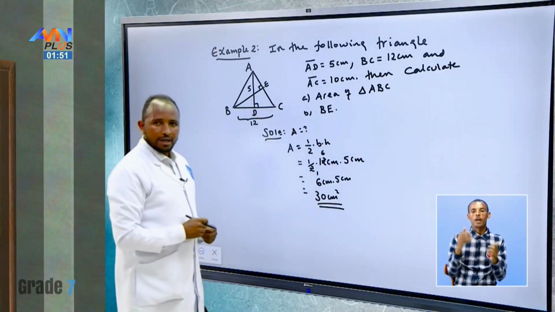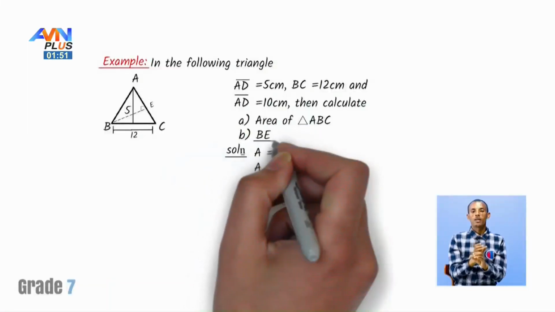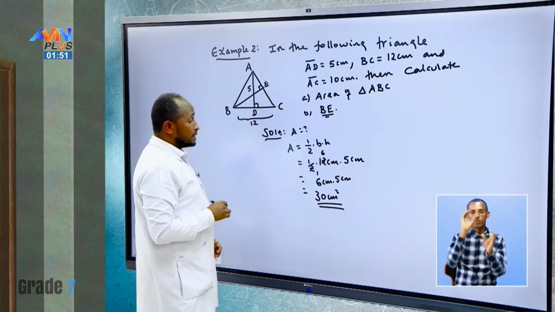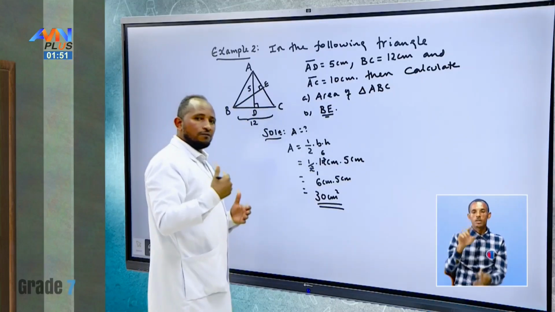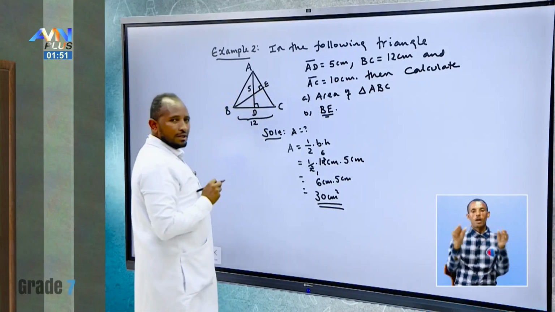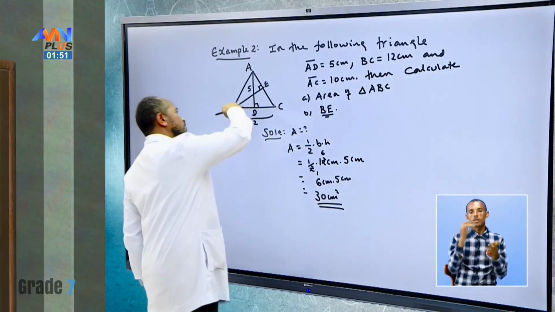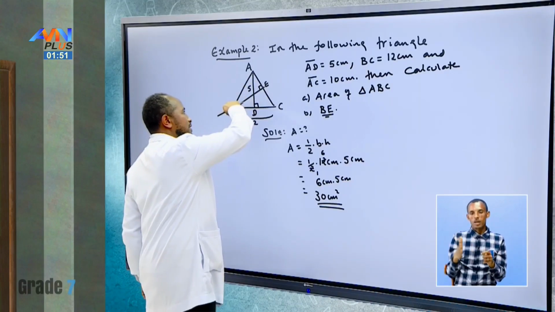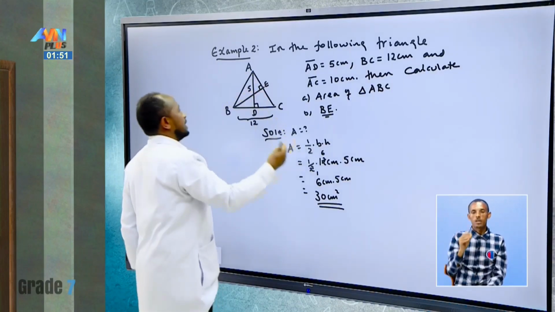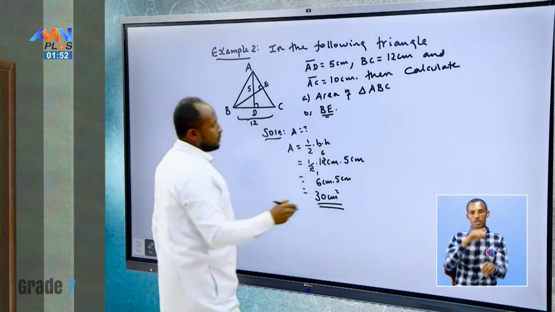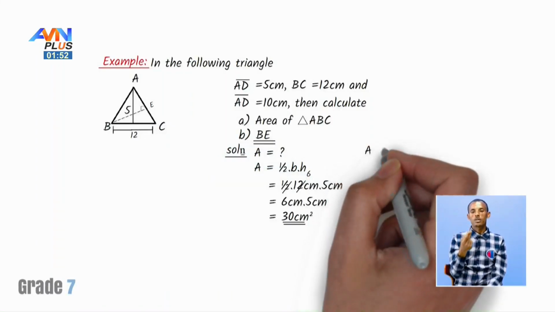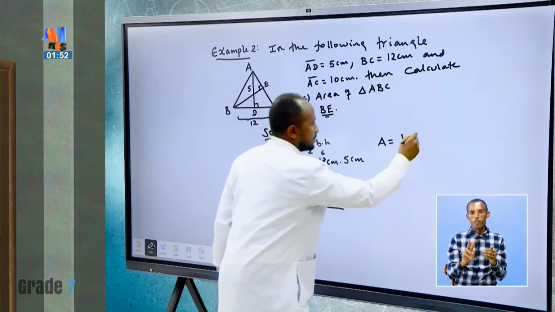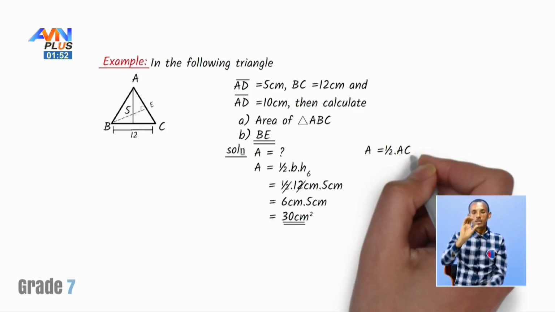But again, we are asked to calculate the length BE, this length. To calculate length BE, since we know the area of this triangle, using that and using the formula to calculate the area of the triangle on the other side, using this height and this side, we can calculate the length BE. So using this equation, the area of the triangle will be half times this base AC times this height BE.